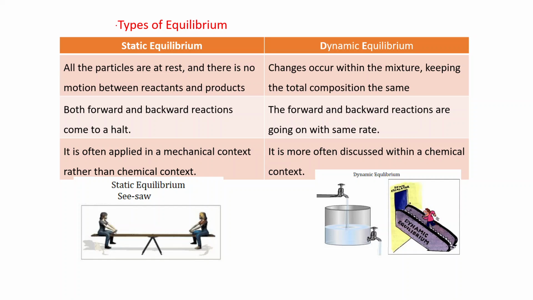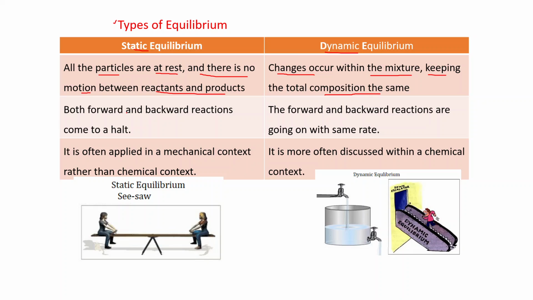Now, types of equilibrium. Equilibrium may be static equilibrium or dynamic equilibrium. What are the differences between these two types of equilibrium? In case of static equilibrium, all the particles are at rest and there is no motion between reactants and products. In dynamic equilibrium, changes occur within the mixture, keeping the total composition the same.